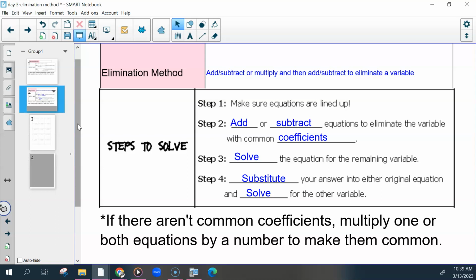So as you're writing, you may recognize that step 3 and step 4 are really the same as substitution, which they are. Step 1 and step 2 are different. And then we'll talk about what happens when they're not common coefficients and how we have to multiply one or both. So we will start one problem before lunch, but we may or may not finish it. We'll see.